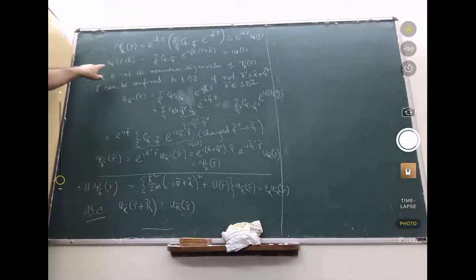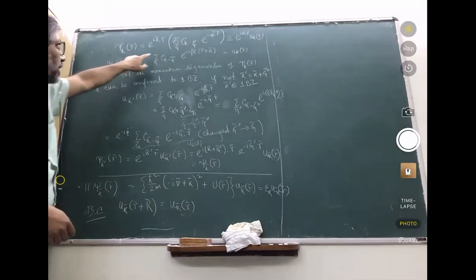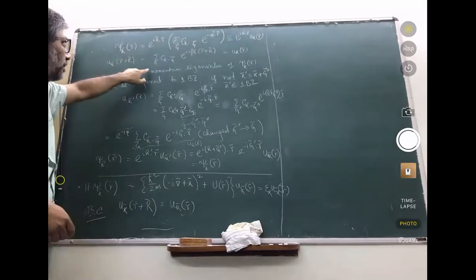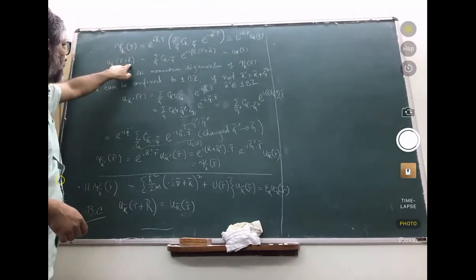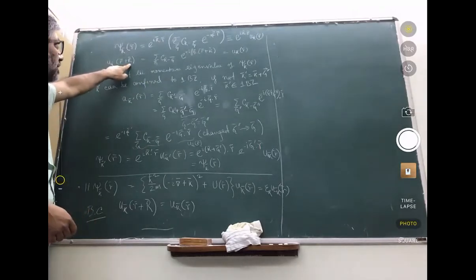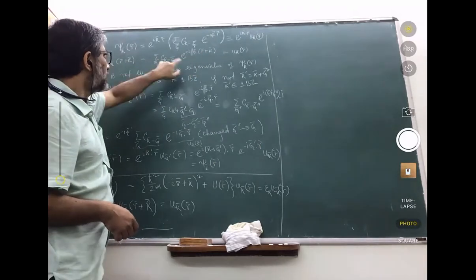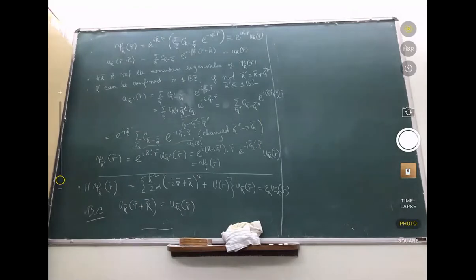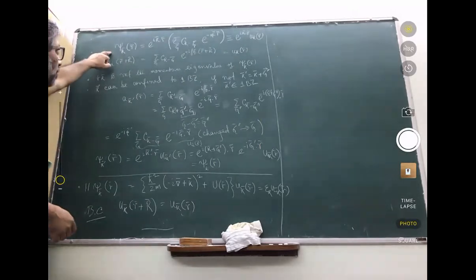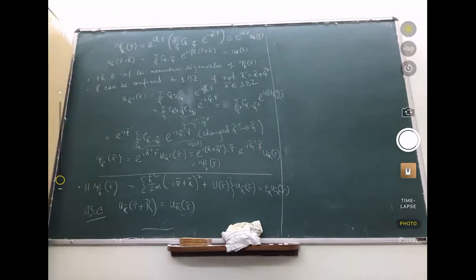e to the ik dot r uk. Now uk, as I showed you, because of this particular form, if I translate this by any lattice vector, because g dot R, e to the i g dot R is 1, I get the same uk. So uk is lattice periodic, but psi k is not. And if you translate psi k, then it will pick up a phase of e to the ik dot capital R. And it is obvious that h cross k is not the momentum of this state. It's not a momentum eigenstate.